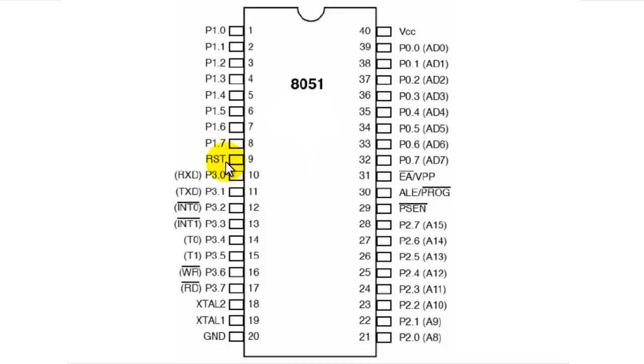Now let us move on to pin number 16 and pin number 17, that is read bar and write bar. WR bar and RD bar are active low signals which are used to write and read respectively on external memories. So this was port 3 from pin number 10 to pin number 17.